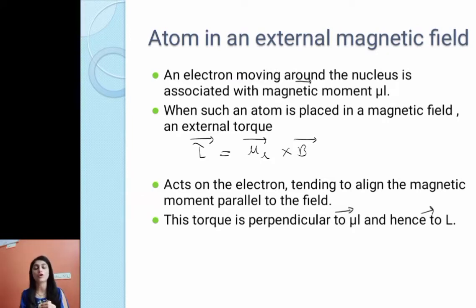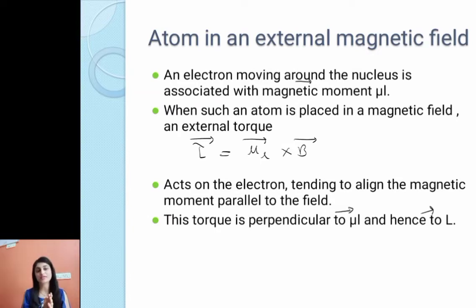there is an external torque which acts on the atom, and that torque is given by the cross product of magnetic moment and magnetic field. Now we know that by the definition of cross product, suppose vector C is equal to A cross B. In that case, this vector C is perpendicular to A, perpendicular to B, and also perpendicular to the plane containing A and B. Similarly here, as torque is defined as the cross product of mu L and B, this torque will be perpendicular to mu L, perpendicular to B, and perpendicular to the plane containing mu L and B.